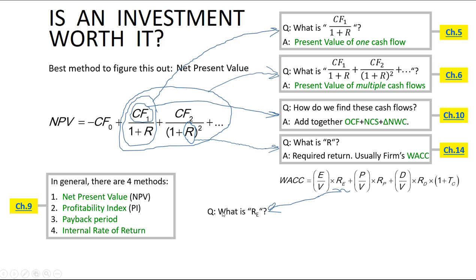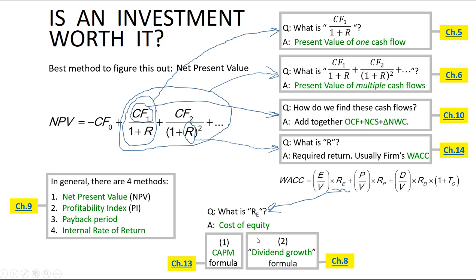R subscript E, what is it? That's what we call cost of equity, the cost of equity to the firm every year. How much the firm pays to its investors who bought its common stock shares. That was calculated using first the CAPM, Capital Asset Pricing Model formula, which was covered in Chapter 13. Or the cost of equity can also be calculated if a different set of numbers is given using the so-called dividend growth formula, which was covered in Chapter 8 on stocks.